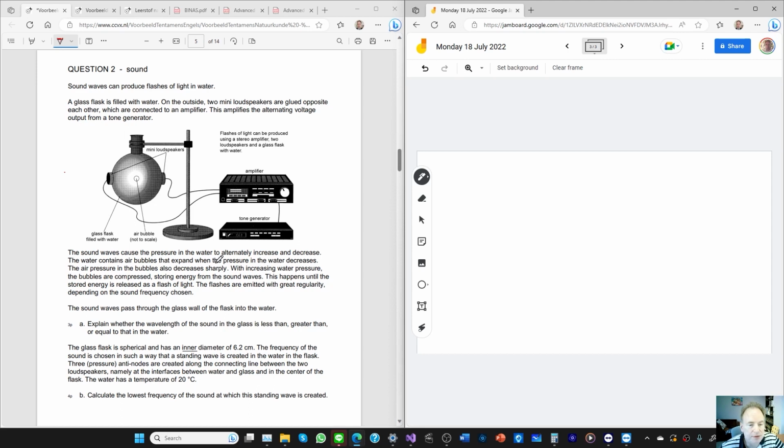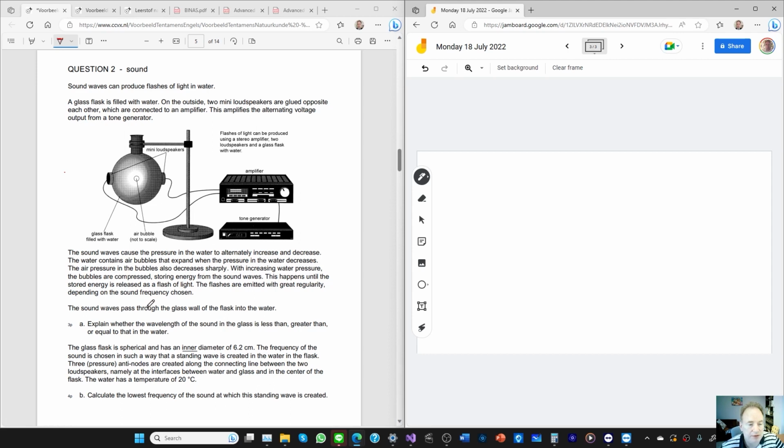The water contains air bubbles that expand when the pressure in the water decreases. The air pressure in the bubbles also decreases sharply, which will happen when they expand. When increasing water pressure, the bubbles are compressed, storing energy from the sound waves. Okay. This happens until the stored energy is released as a flash of light. The flashes are emitted with great regularity depending on the sound frequency chosen.